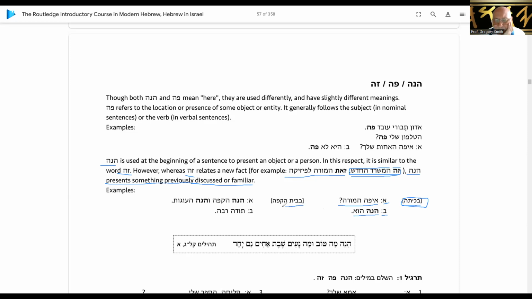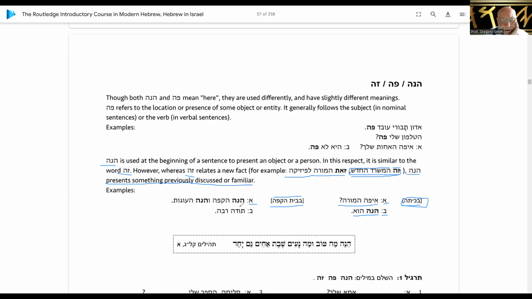Okay, so here's Babayit Hakafe. Okay, so this is the coffee house. I think it might be Babayit Hakafe. בבית הקפה. Oh, come now. בבית הקפה. Yeah, Baveit. Okay, that's right. It's Baveit Hakafe. So in the coffee house.